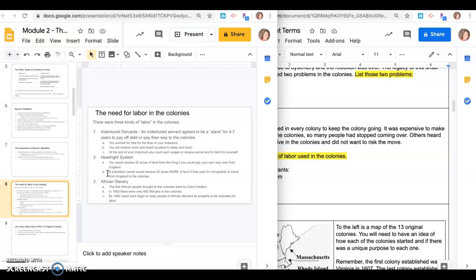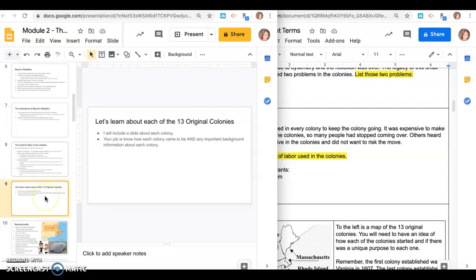And in 1650, there were only 400 Africans in the colonies, but that number is then going to explode as you get closer to 1700. By 1660, there were already racist laws going into effect saying that if you were a female from Africa and you had a child while you were in the colonies, that child remains a piece of property, which once again, is the reason that slavery is so disgusting, because we look at human beings as property.